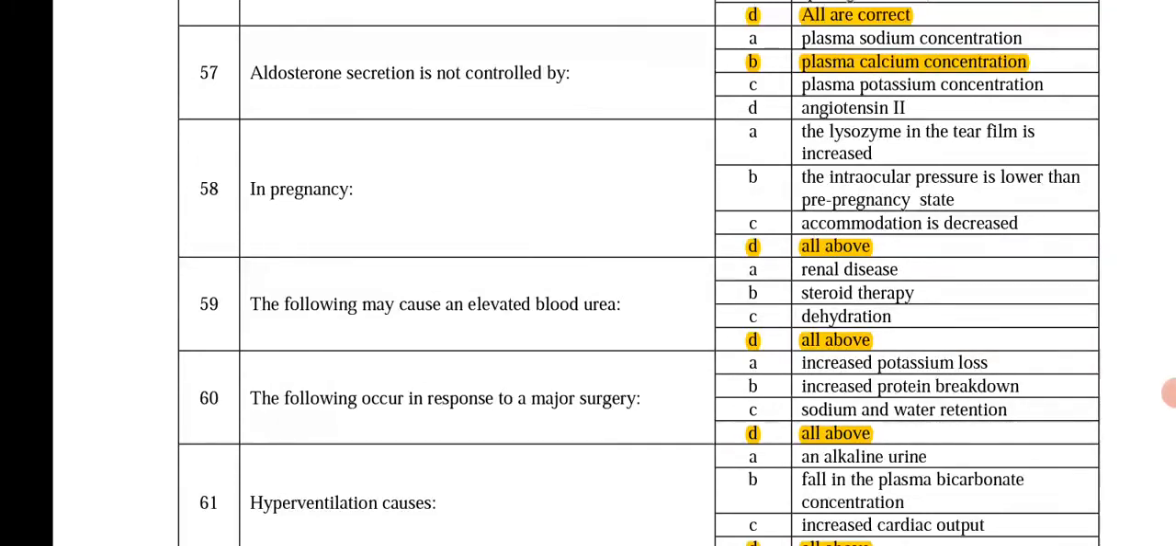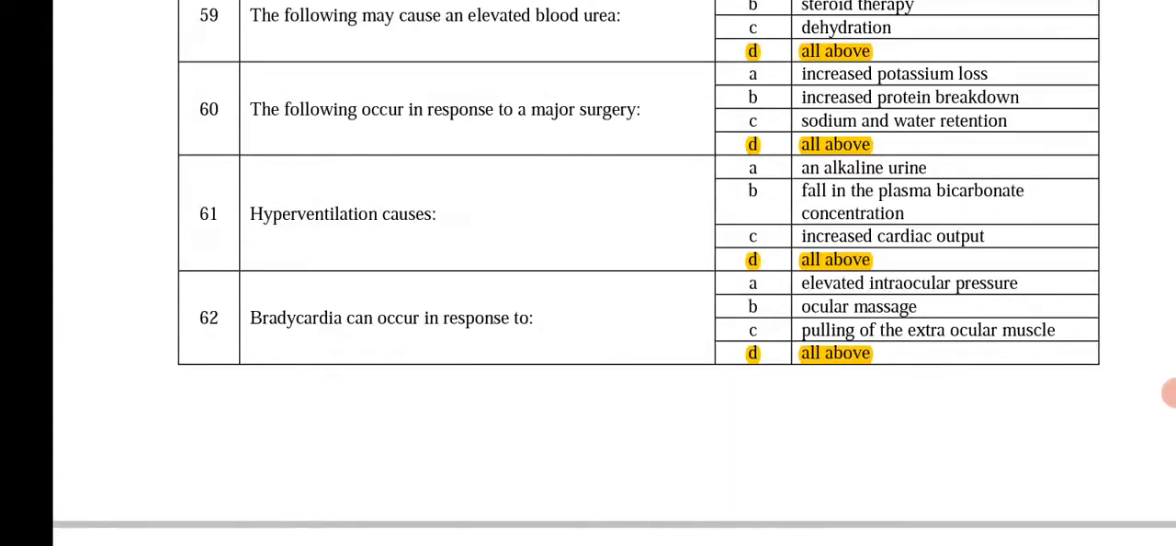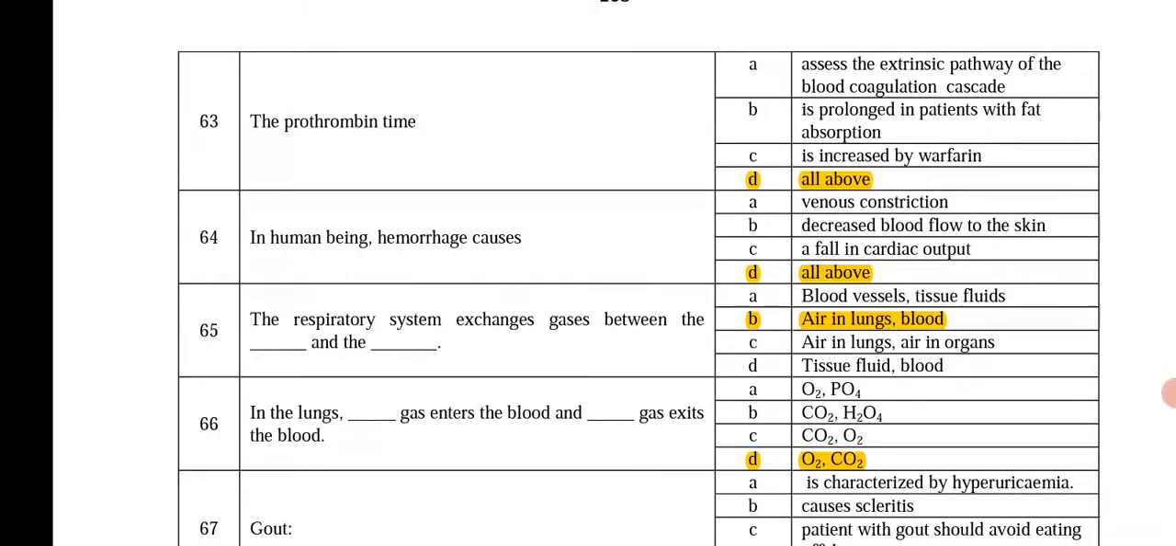The following occur in response to major surgery: increased potassium loss, increased protein breakdown, and sodium and water retention. Hyperventilation occurs in alkaline urine, fall in plasma bicarbonate concentration, and increased cardiac output. Bradycardia can occur in response to elevated intraocular pressure, ocular massage, and pulling of the extraocular muscle. The prothrombin time assesses the extrinsic pathway of the blood coagulation cascade, is prolonged in patients with fat malabsorption, and is increased by warfarin. In human beings, hemorrhage causes venous constriction, decreased blood flow to the skin, and a fall in cardiac output.